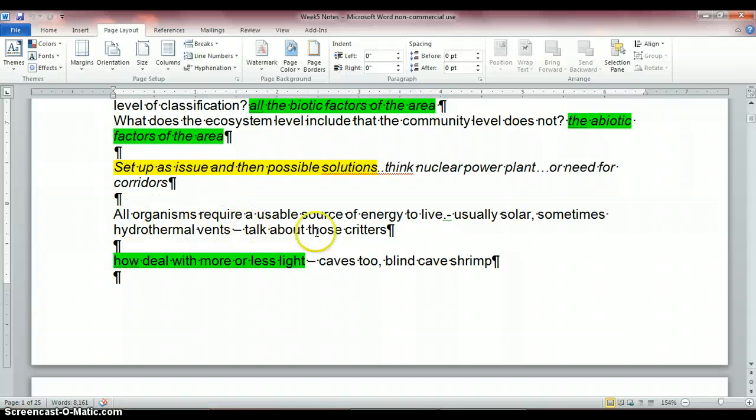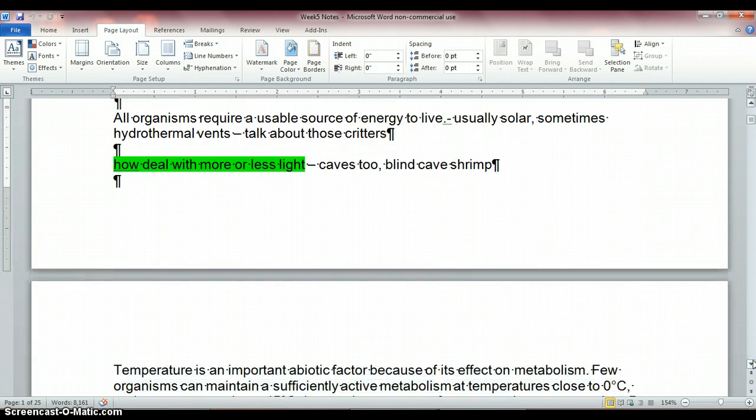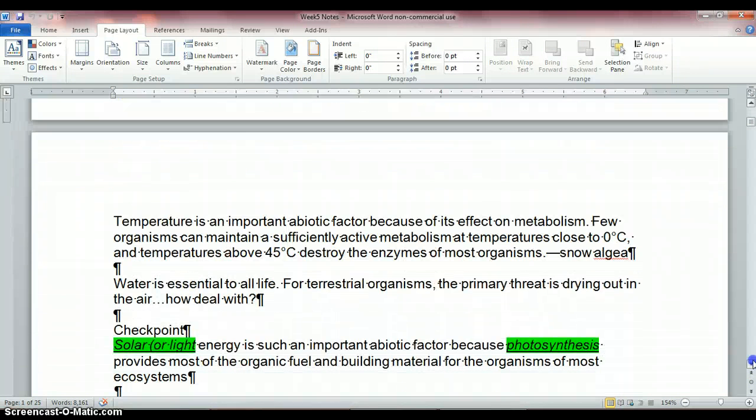So all organisms require a usable source of energy to live, usually solar, sometimes hydrothermal vents. Talk about those critters. Our hydrothermal vents are unusual, right? Because they live down there and they're able to use the heat and different things to create energy. Fun to look up. I think I talked about that last week. How to deal with more or less light. So if you have a lot of light, you're going to be more like a plant. If you have low light, maybe you're going to turn to a blind cave shrimp. You don't need eyes anymore. You're in the deep of the ocean. Maybe create your own light.